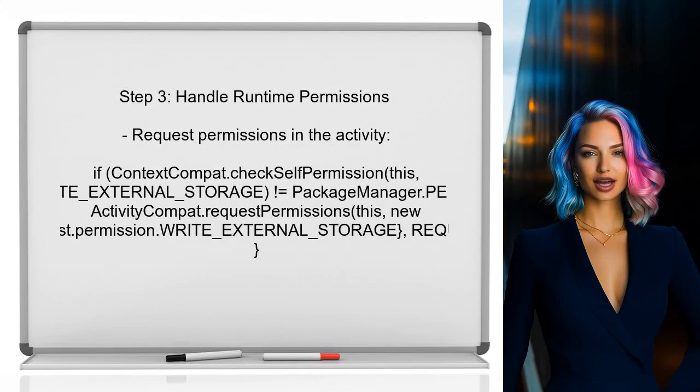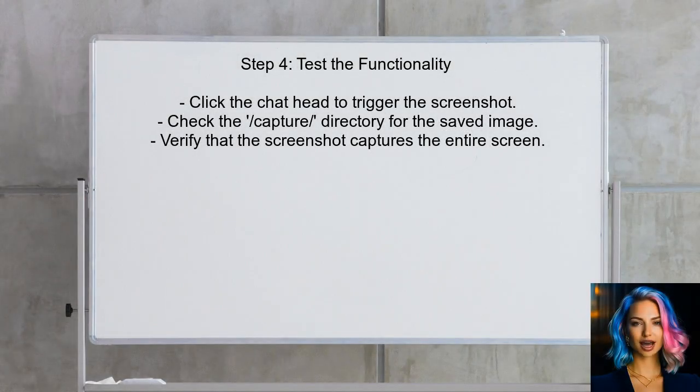Now, the user should handle runtime permissions, especially for devices running Android 6.0 or higher. They need to request permissions at runtime before taking a screenshot. Finally, the user should test the updated code to ensure that the screenshot functionality works as intended. They can do this by clicking the chat head and verifying the saved image.